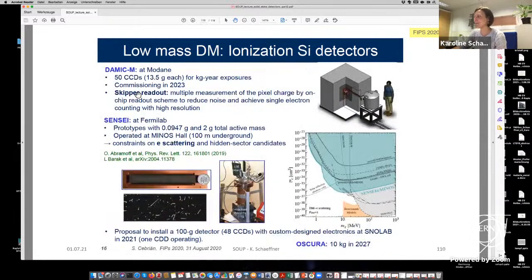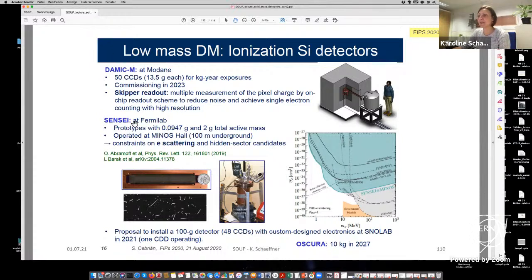There's now also an upgrade of DAMIC to DAMIC-M. This will be done in France, where they would scale up from 7 to 50 CCDs. This is in preparation at the moment and will go online in 2 years from now.